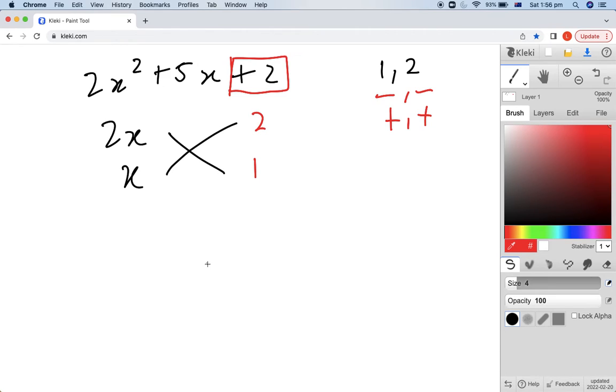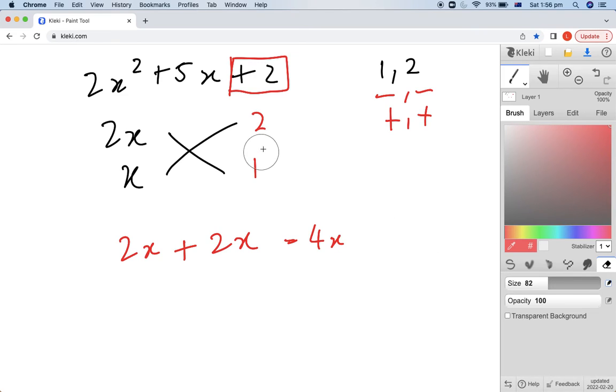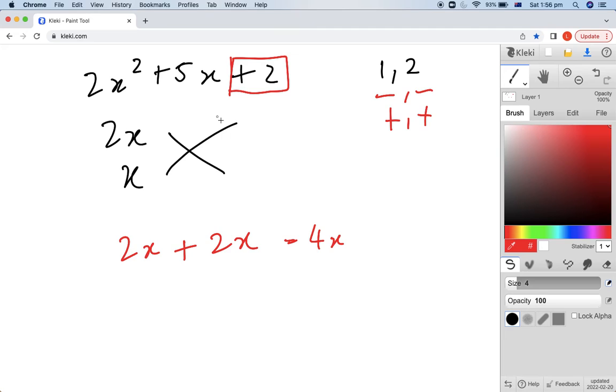Unlike before with monic quadratic equations, this makes things a little bit different. When we multiply, remember, we have to multiply them diagonally. So we get 2x times 1, which is just 2x, plus x times 2, which is 2x. So all we get is 4x, which is not what we want. In that case, we just want to flip the two numbers around. So instead of 2, 1, we want to flip it to 1, 2, right? So let's try that again now.